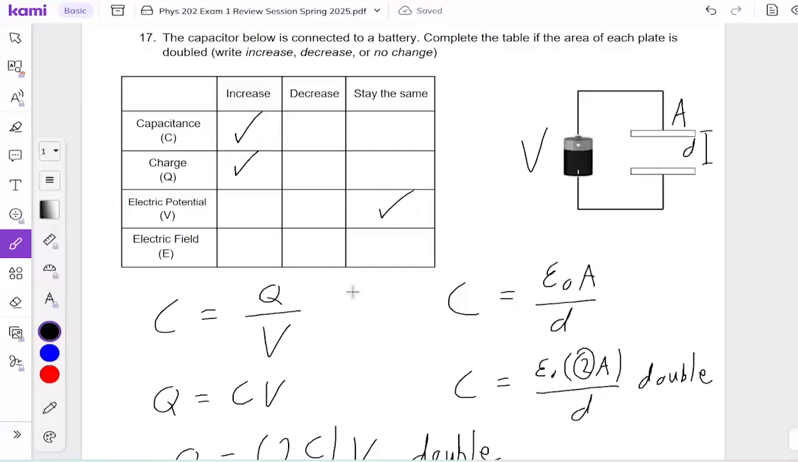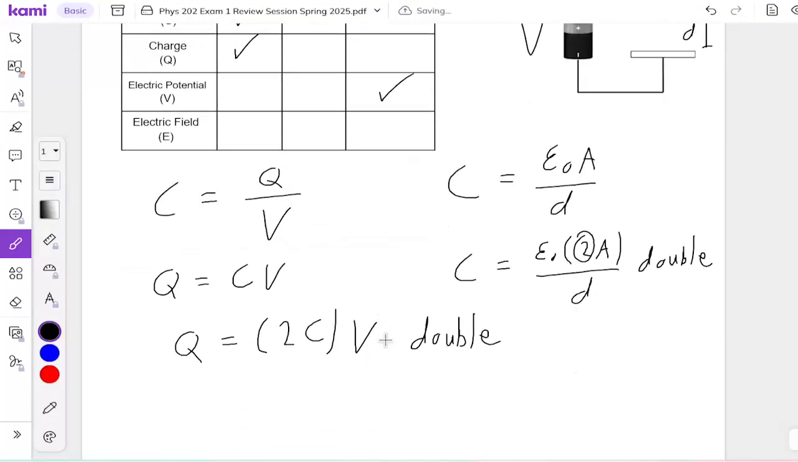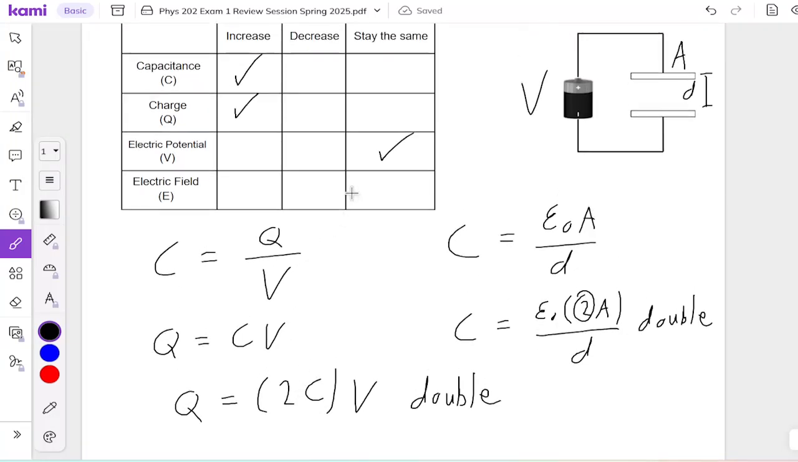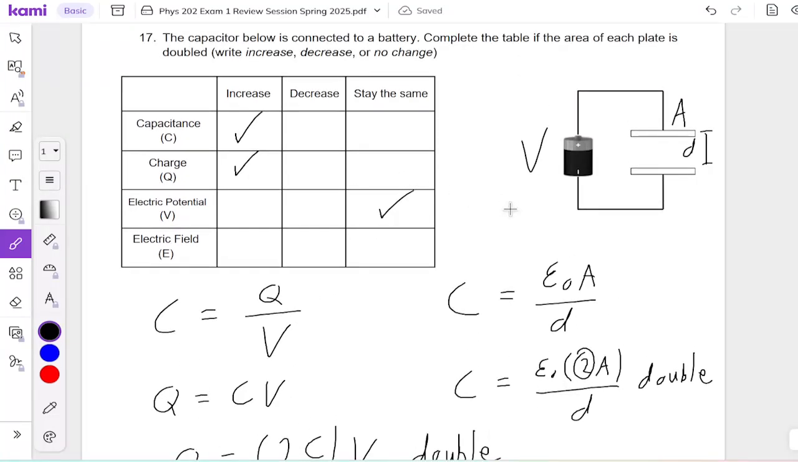So charge increases as well. If that 2 showed up in the denominator, it would be 1/2, so it would decrease, just so you know. Electric potential, we already answered. Connected to the battery, it's going to stay the same.